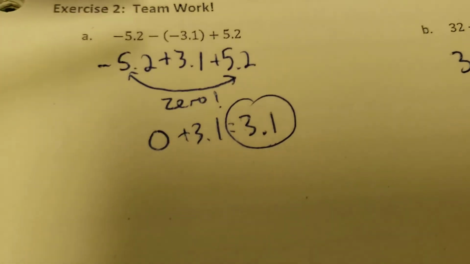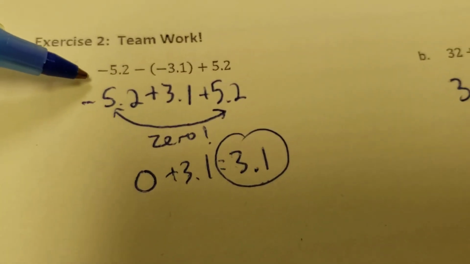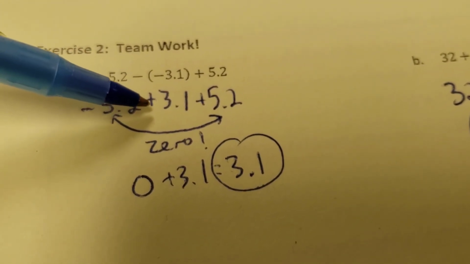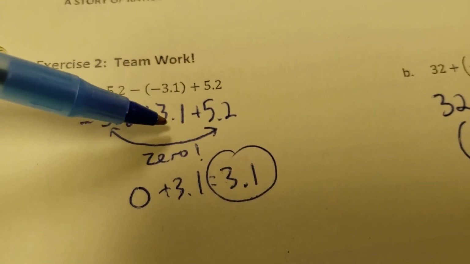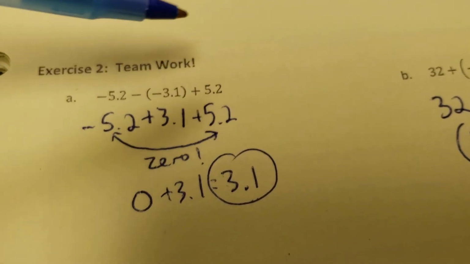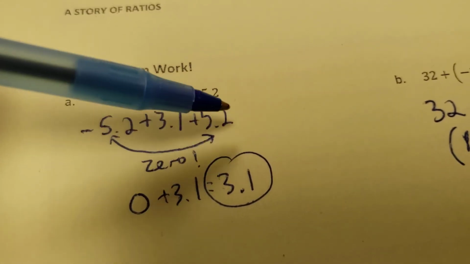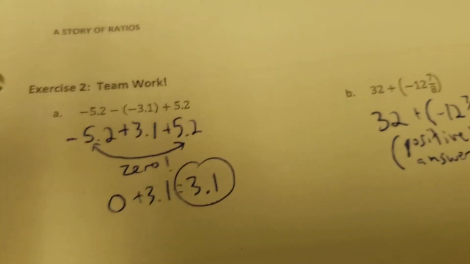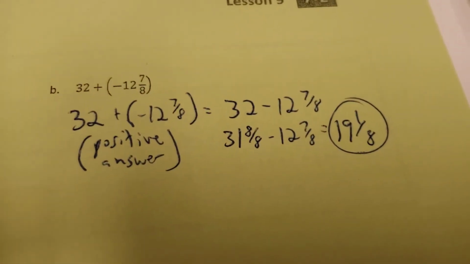Okay, up here, I have negative 5.2 minus, I change that to a plus, and I turn this to its opposite, a positive 3.1 plus 5.2. Well, notice I have a negative 5.2 and a positive 5.2. Those equal 0. And all I really have left is that positive 3.1, so it's just 3.1.